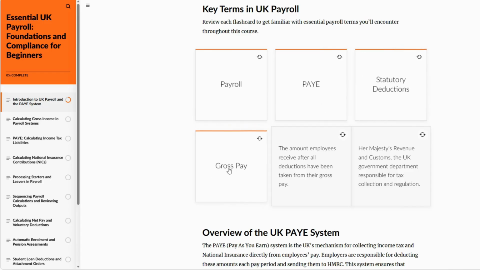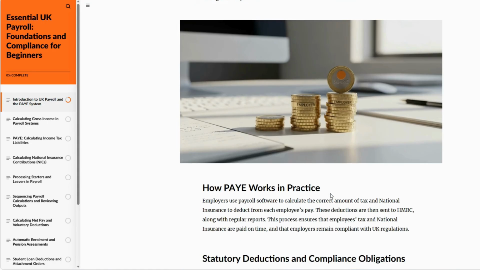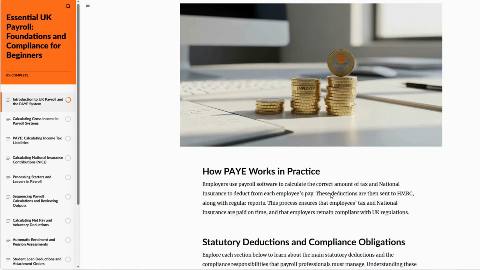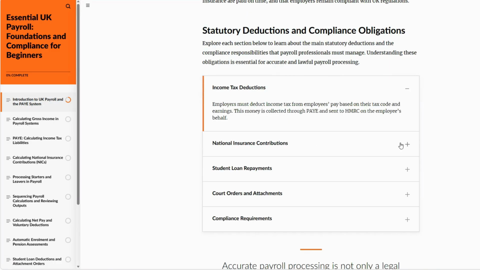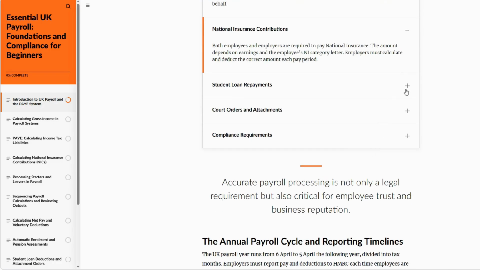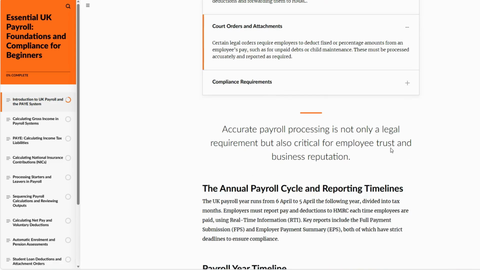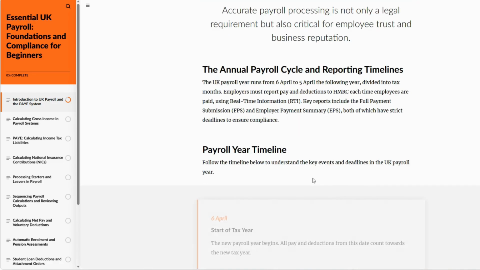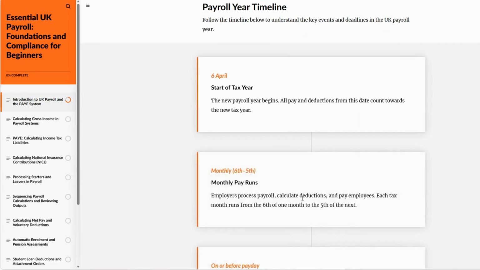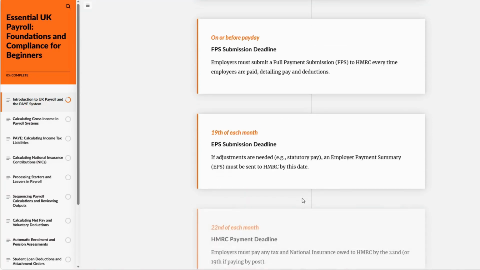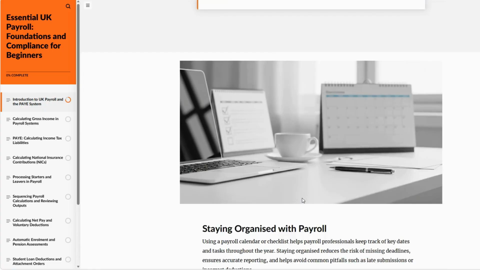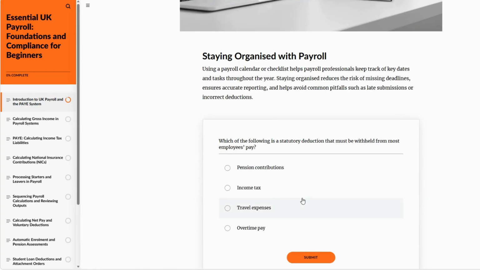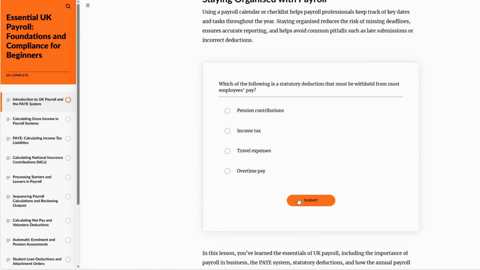Welcome to Essential UK Payroll, Foundations and Compliance for Beginners. Payroll is at the heart of every business, ensuring employees are paid accurately and on time while keeping the organization compliant with UK laws. In this lesson, you'll discover why payroll is so important, what the PAYE system is, and how statutory deductions and the annual payroll cycle work. By the end, you'll have a strong foundation to build your payroll skills and confidence.